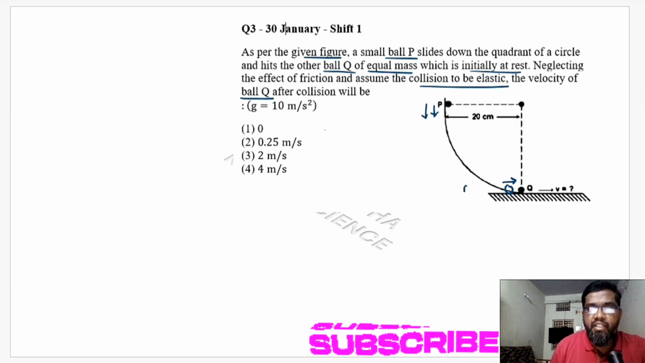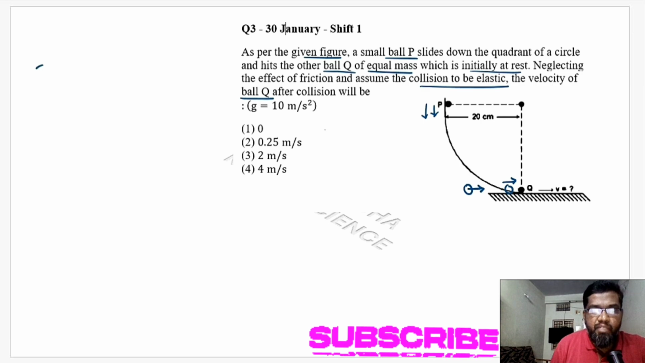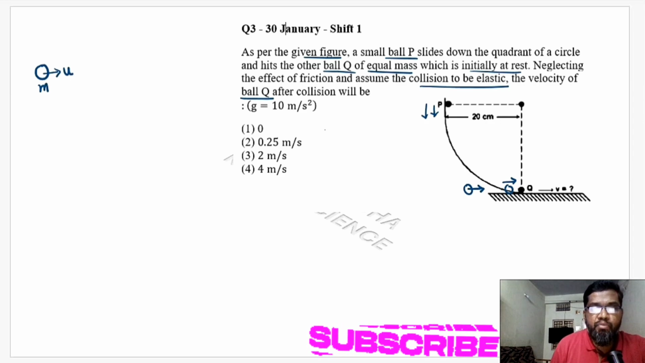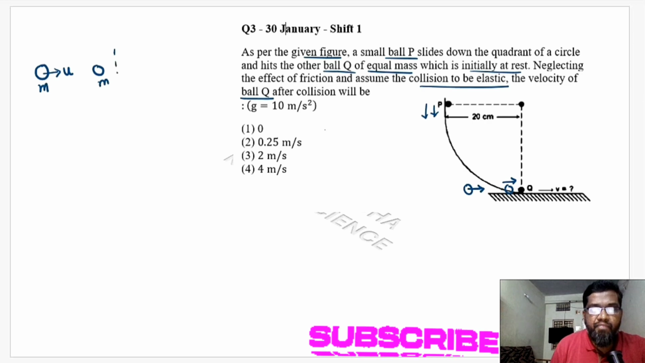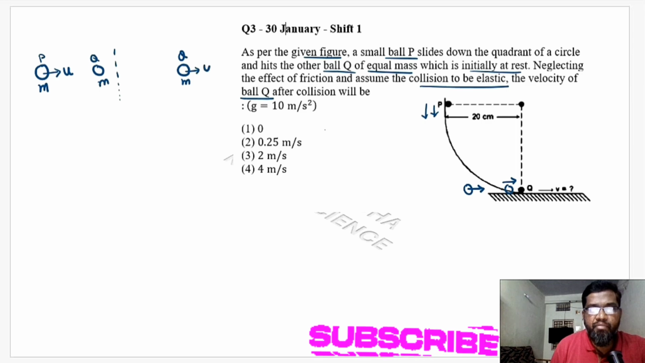After reaching here, it will acquire a speed. With that speed, it will hit the mass Q. So that means the ball P, when it reaches the ground level, will acquire some speed u, and it will hit the mass which is at rest. So then after collision what happens? So this is P and this is Q. After the collision, the ball Q will move with the same velocity as that of P and P comes to rest.